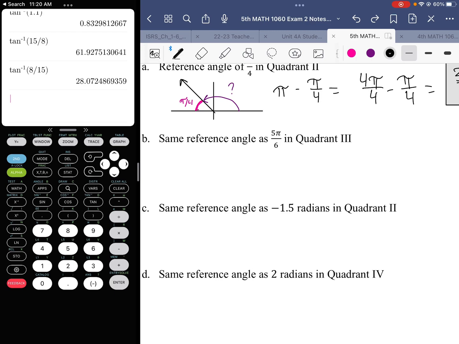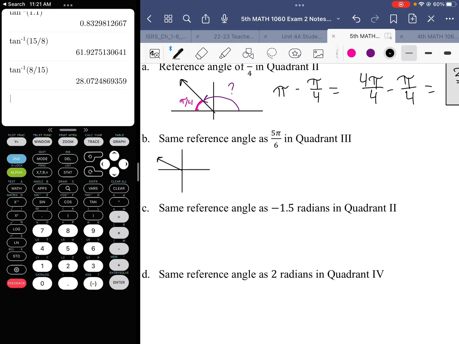So this one's a little bit tricky to think through what it's saying. So 5 pi 6 would be over here. Actually, I need all 4 in this one. So 5 pi 6 itself is right here, right?